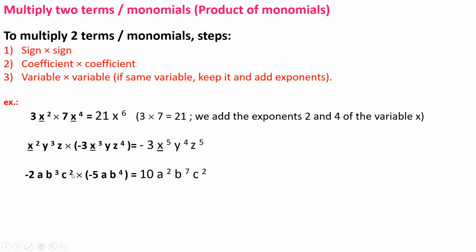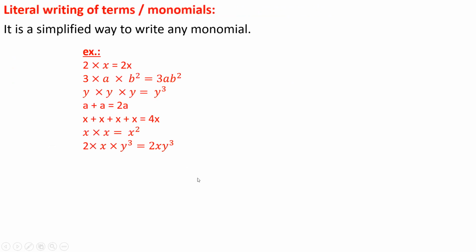Minus 2ab cubed c squared and minus 5a to the fourth ab to the fourth. Negative times negative is positive. 2 times 5 is 10. A times a, I keep it a and I add the exponents. 1 plus 1 is 2. B cubed and b to the fourth, I keep the variable b and I add 3 plus 4 is 7. C squared here, but here I do not have c, so I keep it c squared as it is.